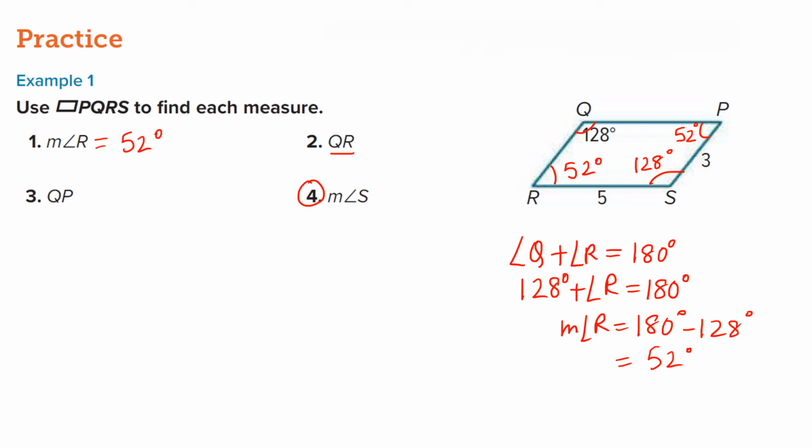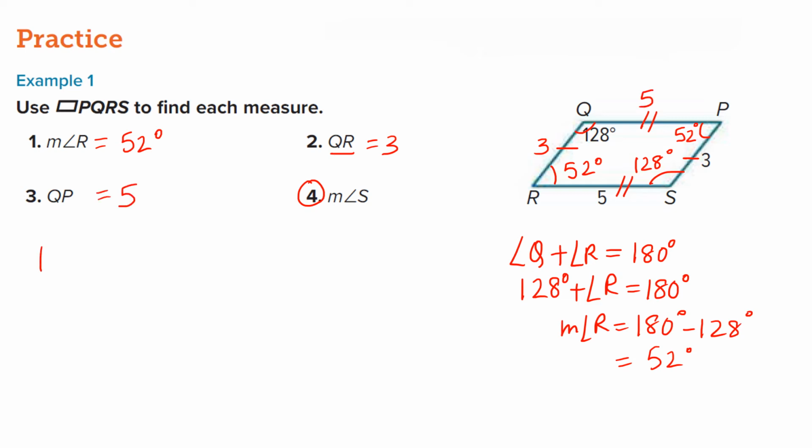Now QR is equal to PS. Opposite sides of a parallelogram are equal. So this is also going to be 3. And opposite sides of a parallelogram are equal, so RS is going to be equal to QP, so this is going to be 5. So we have got all the values.